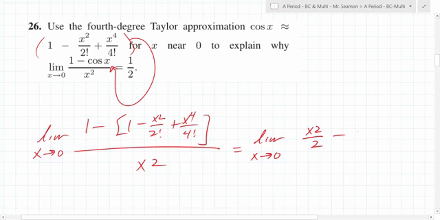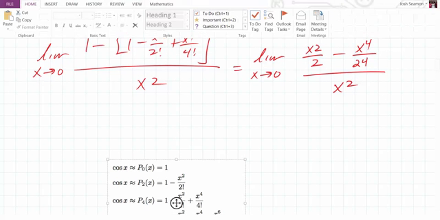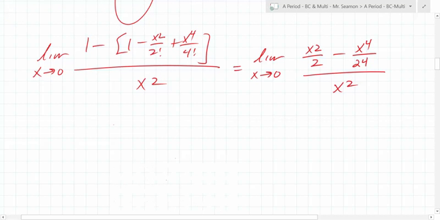Let's just do it out. Minus x to the 4th over, what's 4 factorial? 24? Yeah. All over x squared. So what does that simplify to? 1/2 minus x squared. It simplifies kind of nice, doesn't it? It simplifies to something that you can take a limit of kind of nicely, right? So what do you end up with?